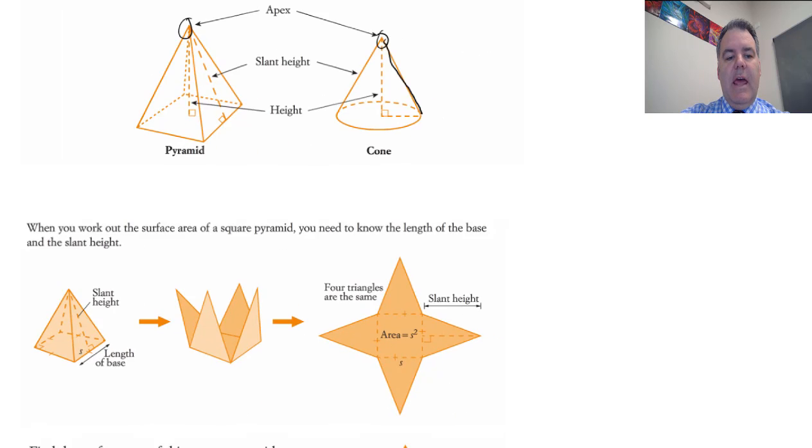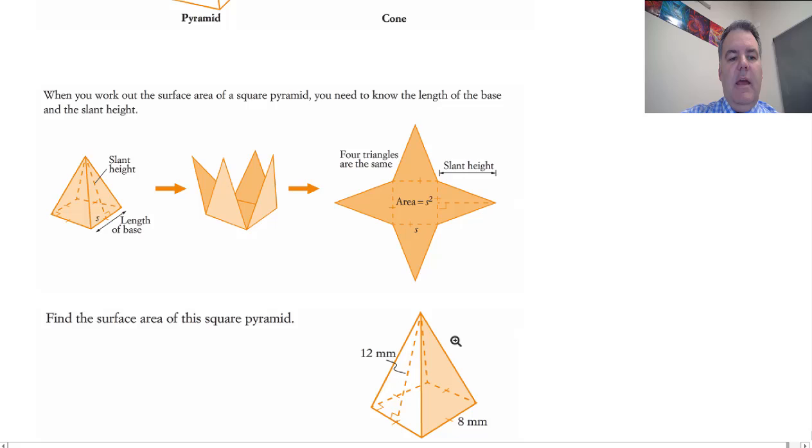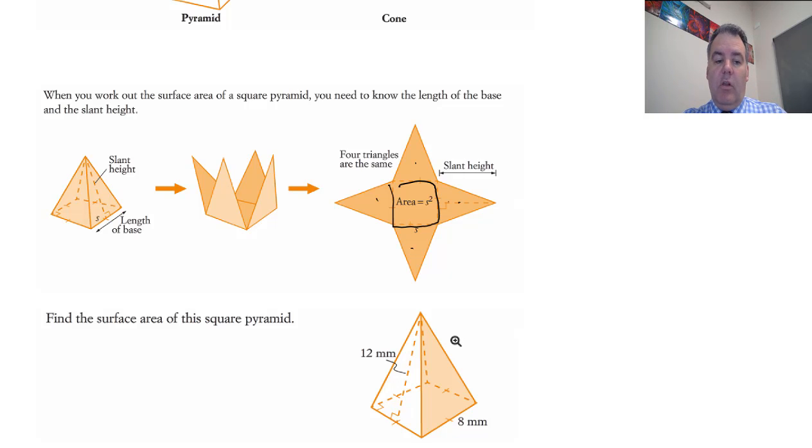So if we look at a pyramid and do the net of a pyramid, you can see that it's made up of this base area here and then just four triangles that are all the same. Okay, so if we work out the length of the base and the slant height, we've got the area of that triangle on the side, we've got the base, we're all good. So let's do a few examples here.